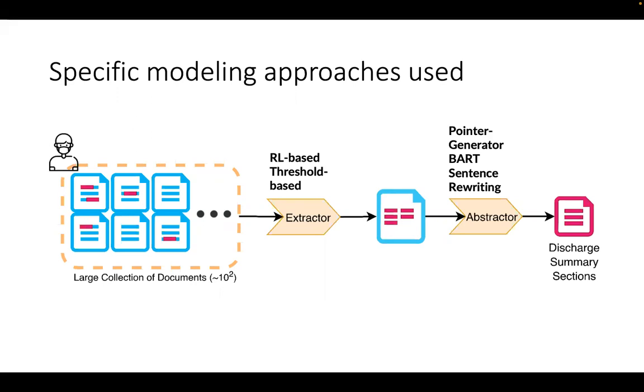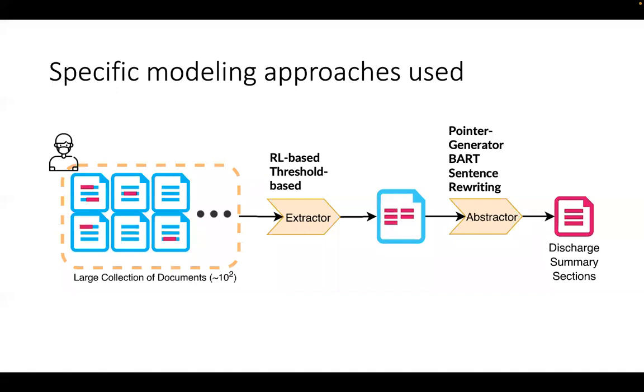Pointer generator networks for abstraction are a very well-known set of models that came out of Stanford University. These are a subtle variation of attention-based encoder-decoder networks using LSTMs. A newer set of models is the BART model, which is a large pre-trained model for generative text. And finally, we have sentence rewriting, which is one of the pioneering abstractive strategies for extractive and abstractive summarization.